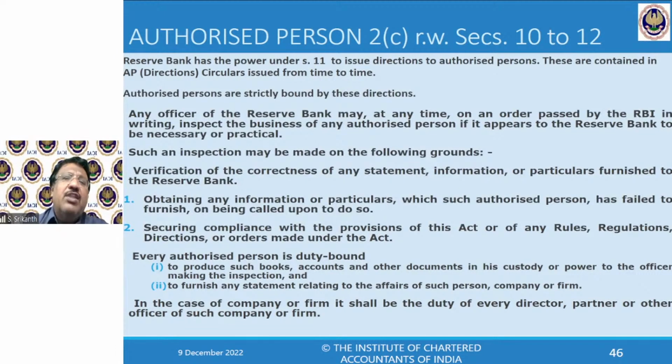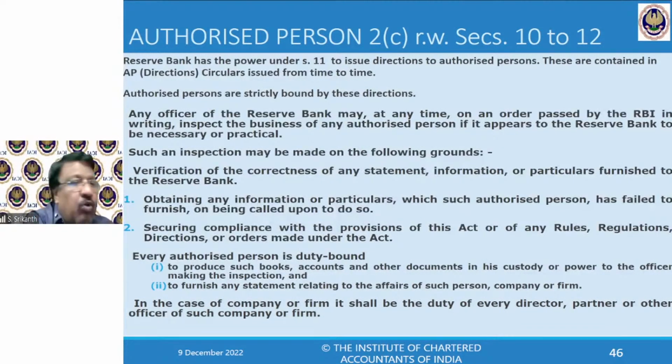Now, any officer of the Reserve Bank, at any time on an order passed by the RBI, can inspect the business. As I told you, there is a constant inspection of APs, and they will verify whether statements made are correct. The authorized person should provide all the details, produce the books of account and furnish statements. In case there is some discrepancy, the inspector will report to the RBI and the RBI will take suitable action.